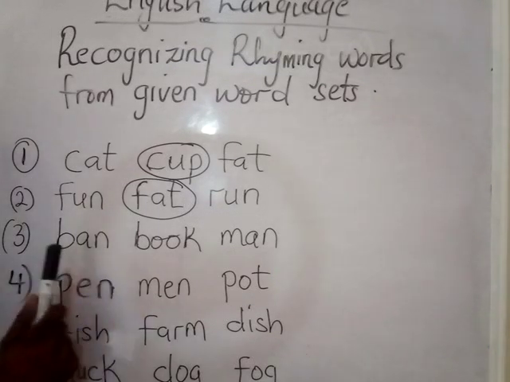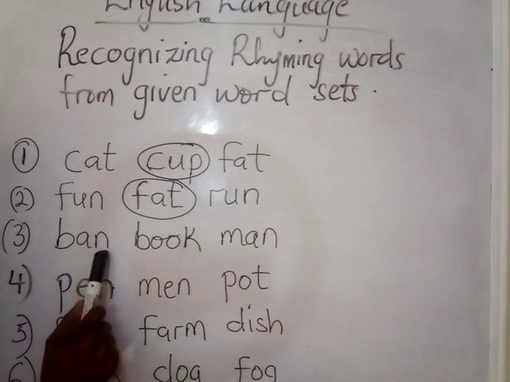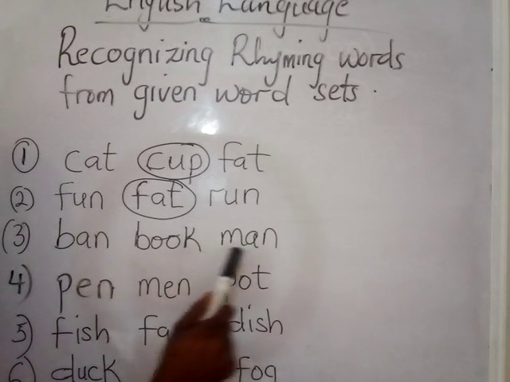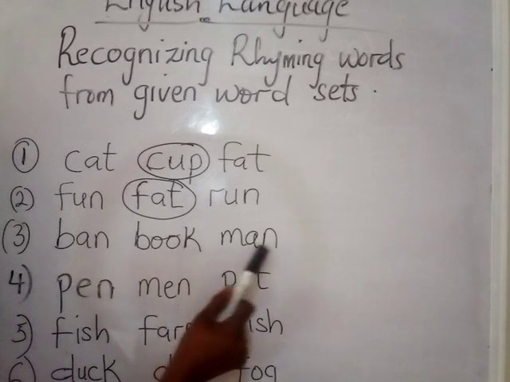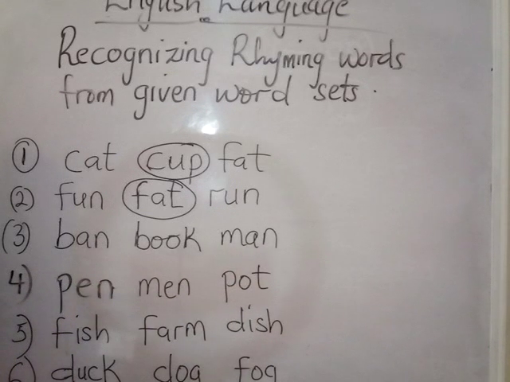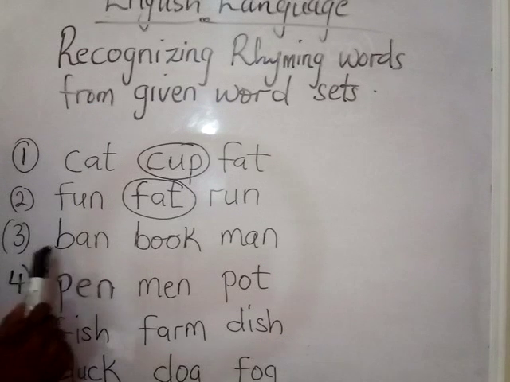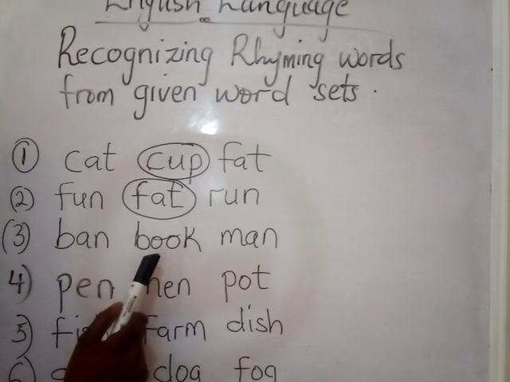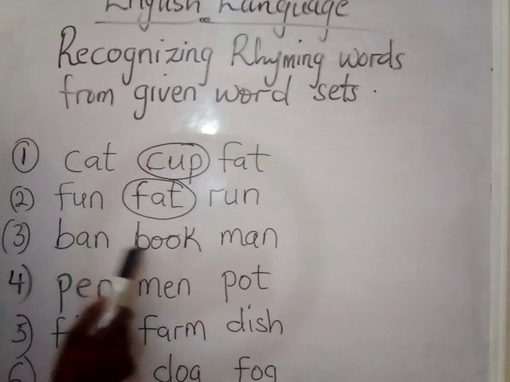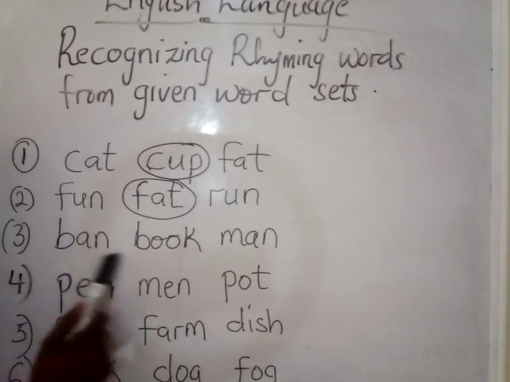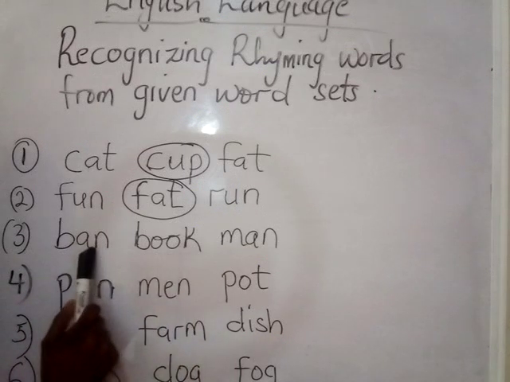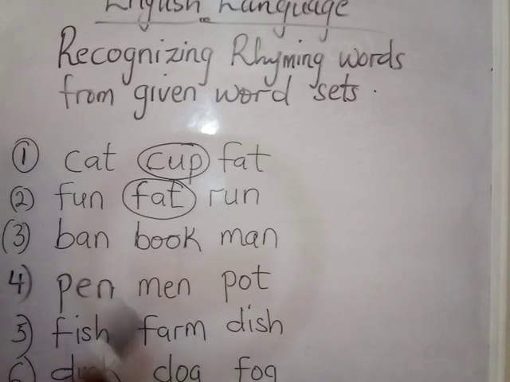So the third list is: ban, book, man. So let's take ban and book. They have similar beginning sounds, but that doesn't matter. Let's look at the ending sounds. "An," "ook." Do they sound alike? No. So let's move on.